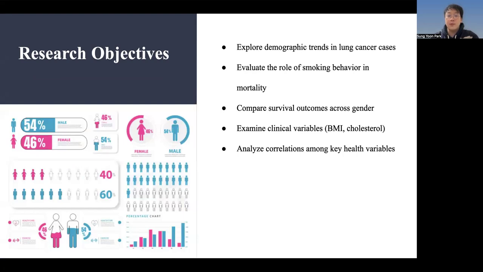First, I wanted to explore demographic trends in the data set, specifically how age is distributed among lung cancer patients. Secondly, I examined smoking behavior and how different levels or categories of smoking might influence survival outcomes. And third, I compared male and female mortality rates to see if gender plays any role in outcome. Fourth, I looked into clinical variables such as BMI and cholesterol, even though they are not traditionally associated with lung cancer. They're included in the data set, so I wanted to analyze them objectively.